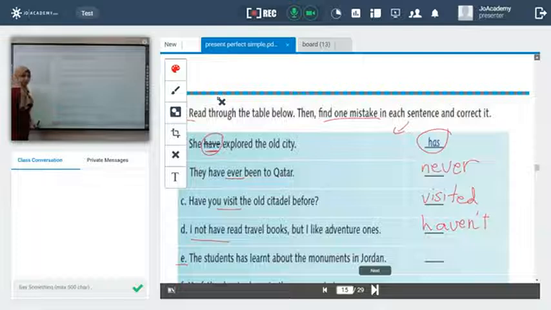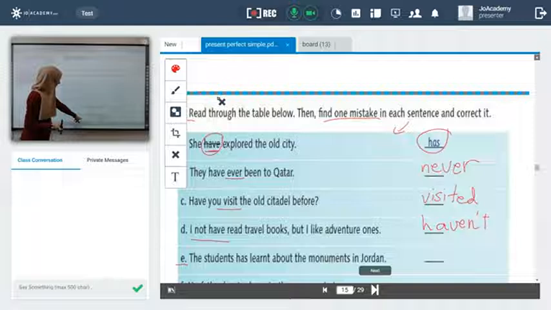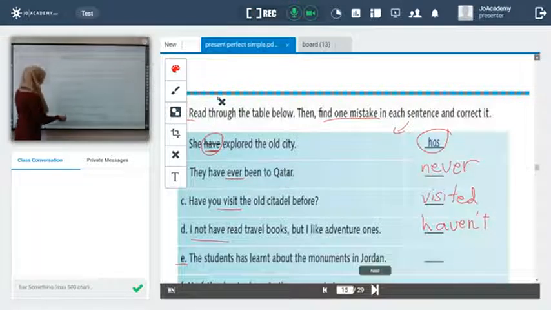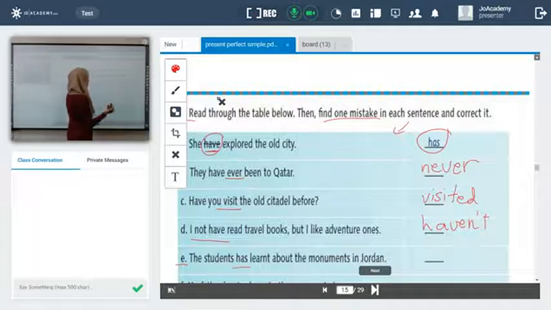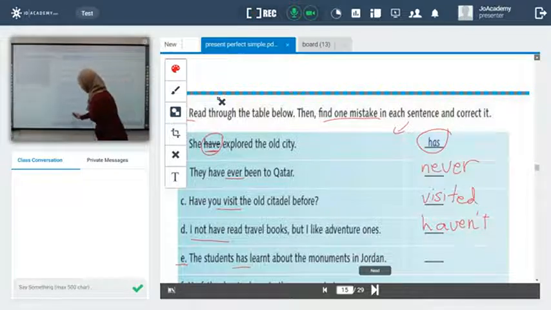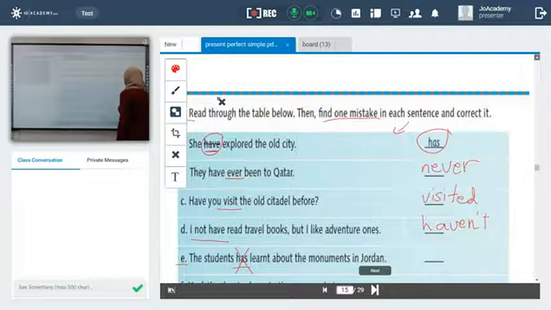What about E? Let's do it together. The students has learned about the monuments in Jordan. The students has learned. Very good. This is the mistake. We can't say the students has. We say the students have because it is plural. So instead of has, we say have.